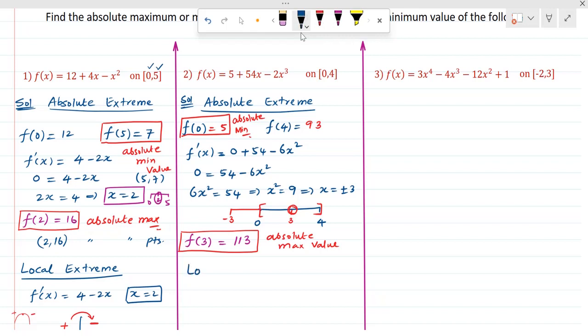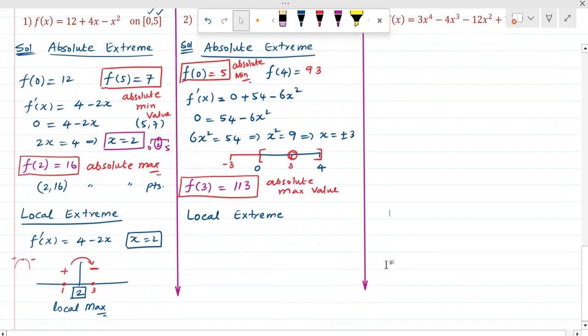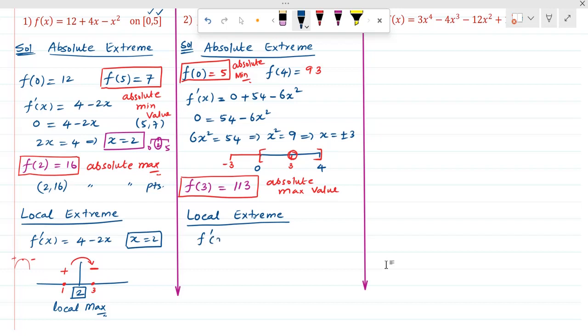Let us go with the next, the local extremum. What happens if it is plus or minus? Here also I will apply the same rule. Everything is there, I just take the f prime. What is the f prime? We have calculated it before, which is 54 minus 6x square, and we get the points plus or minus 3. We will discuss only plus 3. Why? Because it is inside the interval.